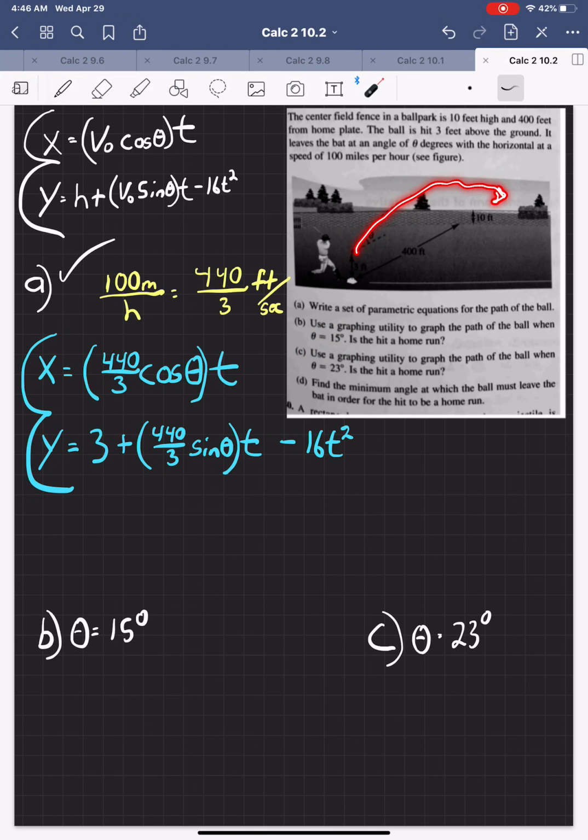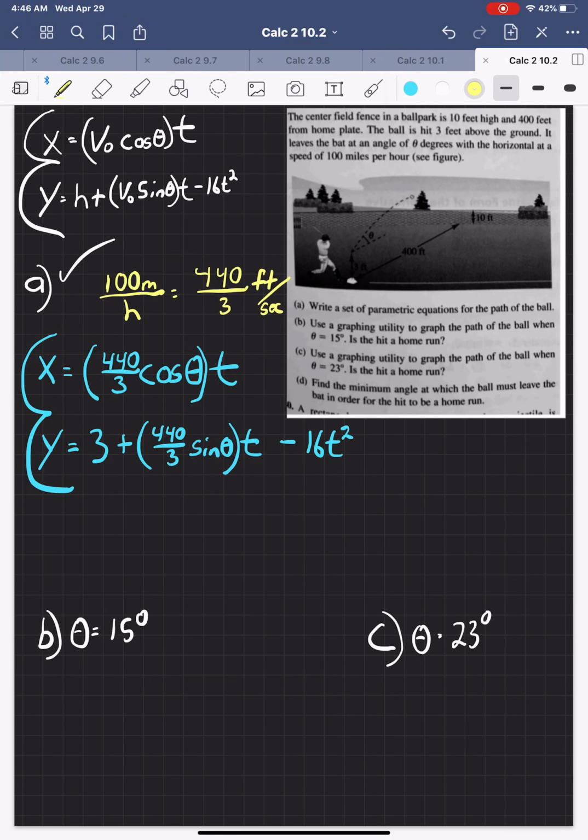Or is it going to be a home run, yes or no? Okay. So with everything else being the same, if contact with the ball is made at 15 degrees to the horizon versus 23 degrees to the horizon, are they both home runs? Is one of them a home run? Are none of them home runs? That is where we would be going with this problem.